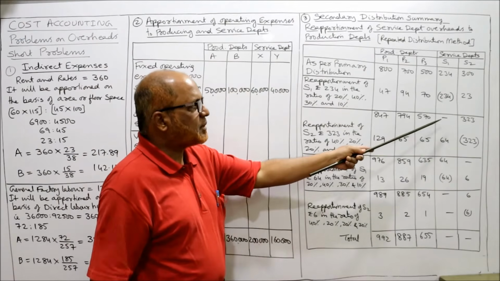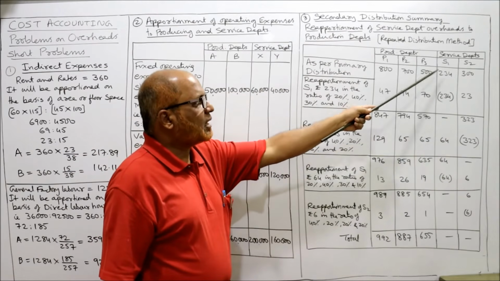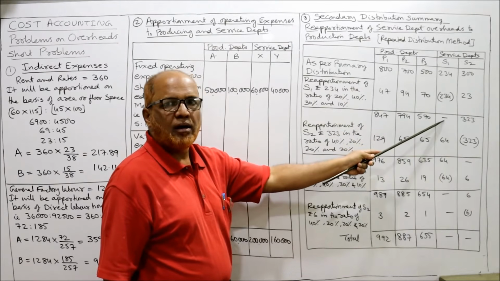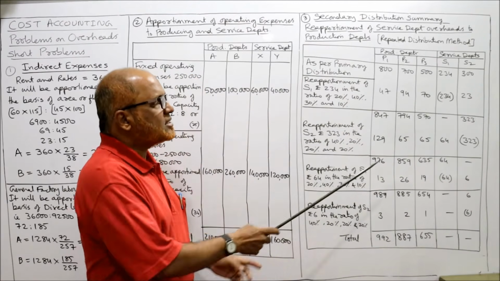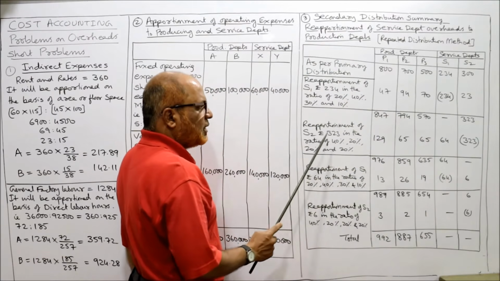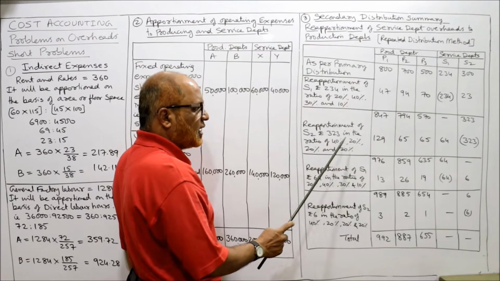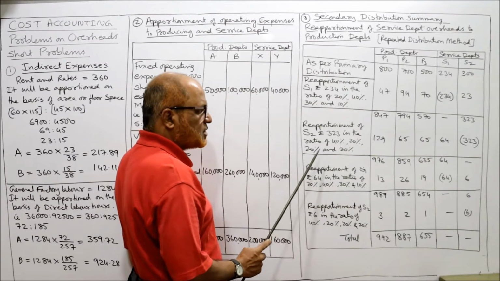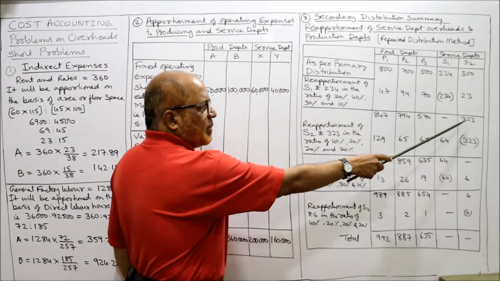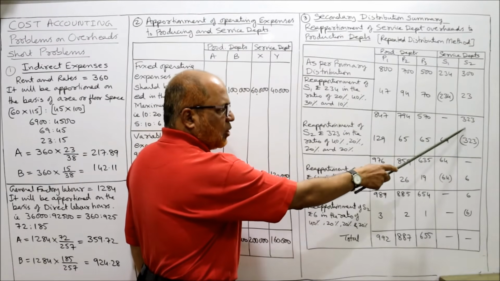अब S1 has become 0. S1 के पास 234 थे, 234 पूरा डिस्ट्रीब्यूट कर दिए, 0 हो गया. अब S2 में आ जाएंगे. How much is the balance remaining in S2? 323. तो reapportionment of S2 323 in the ratio of 40%, 20%, 20%, 20% given in the problem. तो 323 को माइनस कर देंगे. माइनस 323 0 हो गया.